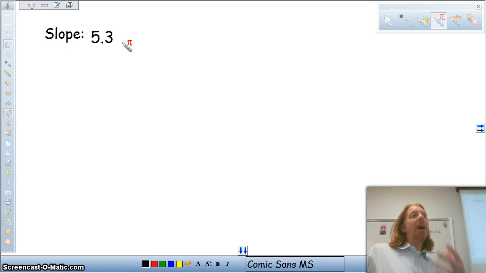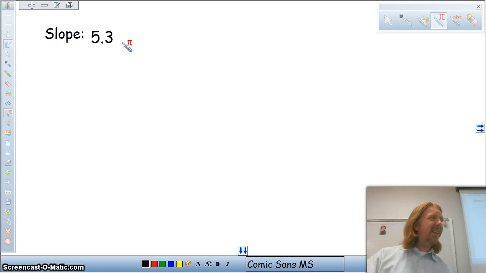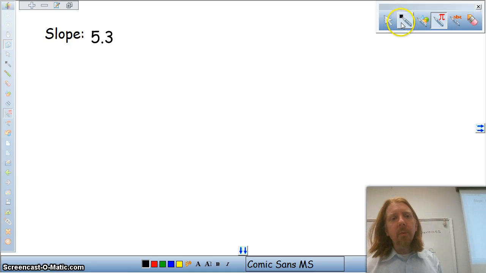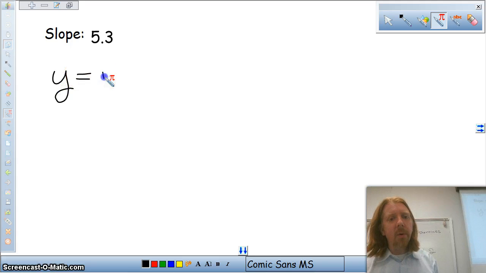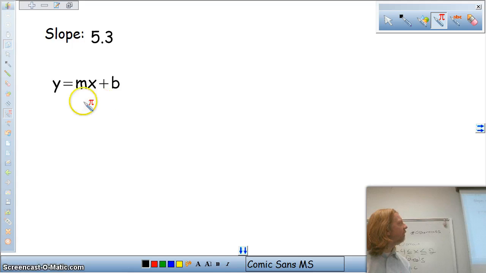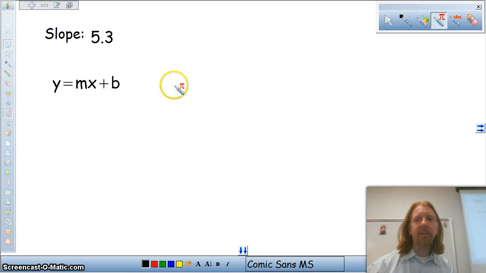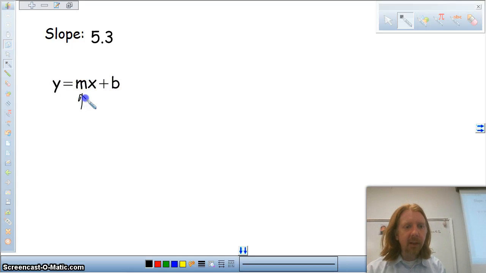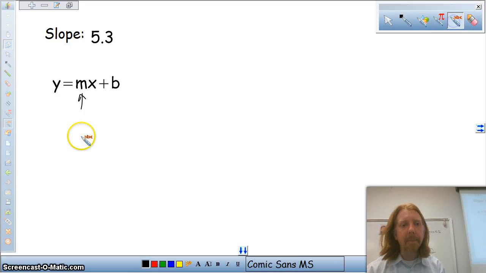And I also want to talk about why we talk about slope. So there's a lot of ideas happening here. Let's start with where it shows up in formulas. We've talked about this equation a little bit off and on. If an equation fits that format, this is the slope, the m.